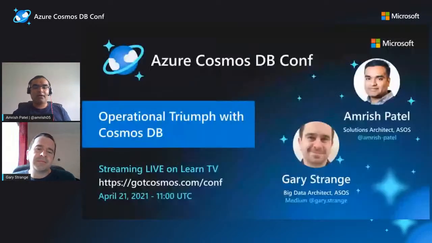So hello, everyone. Some really great sessions today. I definitely learned loads. So hi, I'm Amrish. Welcome to our session on operational triumph with Cosmos DB, where we'll look at how Asos has been using Cosmos DB to achieve success. I'm a solution architect here at Asos, looking after the order and return domains. I've got here with me my colleague Gary, who will introduce himself. Hi, I'm Gary Strange, big data architect at Asos. I work alongside Amrish and other architects delivering data solutions.